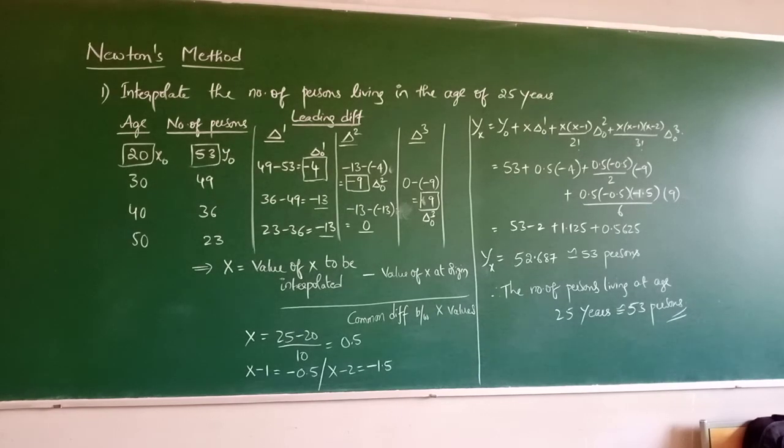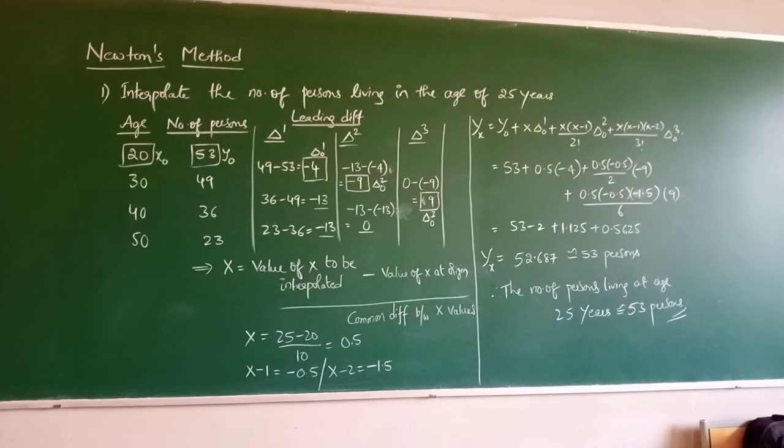So 25 is the x which is to be interpolated, minus the value of x at origin. What is the value of x at origin? First value 20, divided by the common difference between adjacent values of x. So the common difference is 20 to 30, 30 to 40, 40 to 50, 10. So 10 is the common difference. So 25 which is to be interpolated minus 20 divided by 10, that equals 0.5.